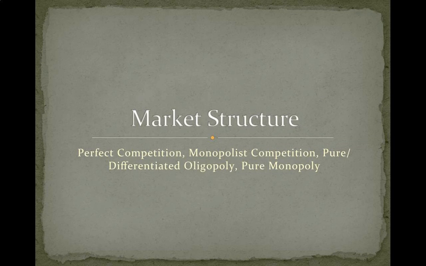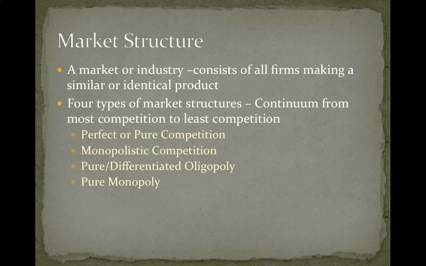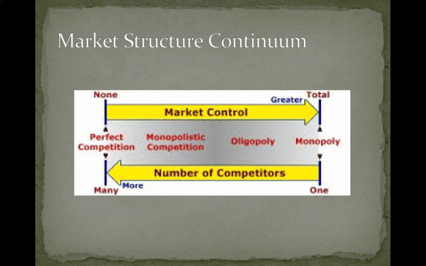Okay, we're going to start market structures next. There are four different types: perfect competition, monopolistic competition, oligopoly, and pure monopoly. A market or an industry consists of all the firms making a similar or identical product. So you have the blue jean industry, the corn industry, the automobile industry, and these are all broken down into these four different types based on the amount of competition in each one of those industries.